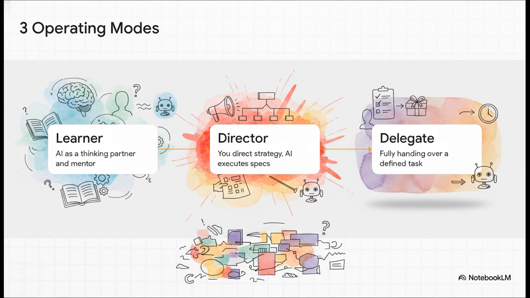You've got learner mode, where the AI is your thinking partner. Director mode, where you hold the strategy and the AI just executes your exact specs. Or delegate mode, where you're completely handing off a well-defined task. If you don't pick one of these, the AI is just going to guess. And honestly, its default guess is almost never what you actually need.